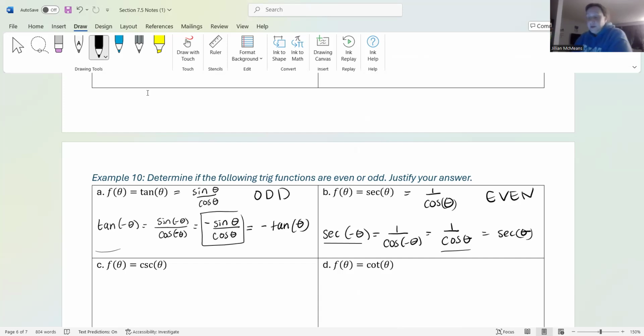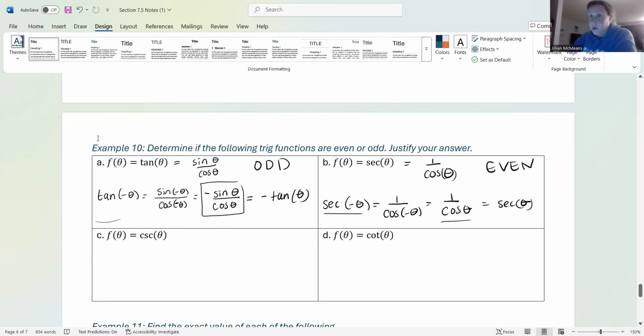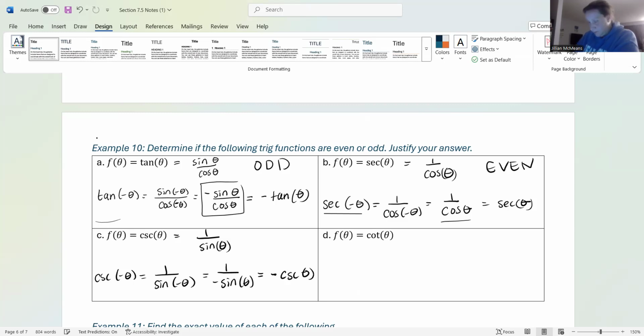Now let's do the same thing for cosecant and cotangent. Cosecant we know is the reciprocal of sine, so that's 1 over sine of theta. Let's evaluate this for negative theta. Cosecant of negative theta is 1 over sine of negative theta. We know that sine is odd, so sine of negative theta equals negative sine of theta. So this is 1 over negative sine of theta. Now I have a sign change, which tells me cosecant of negative theta equals negative cosecant of theta. So cosecant is odd.